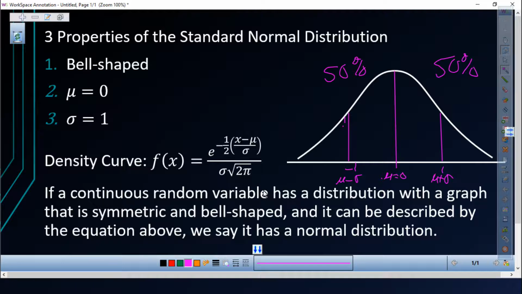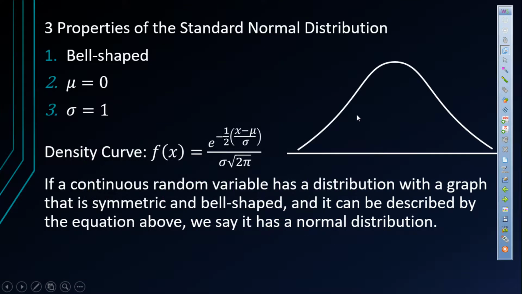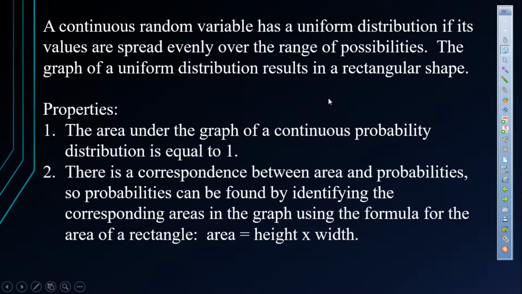If a continuous random variable has a distribution with a graph that is symmetric and bell-shaped, and it can be described by the equation above, we say it has a normal distribution. A continuous random variable has a uniform distribution if its values are spread evenly over the range of possibilities. The graph of a uniform distribution results in a rectangular shape. I'll show you more about that in just a second.